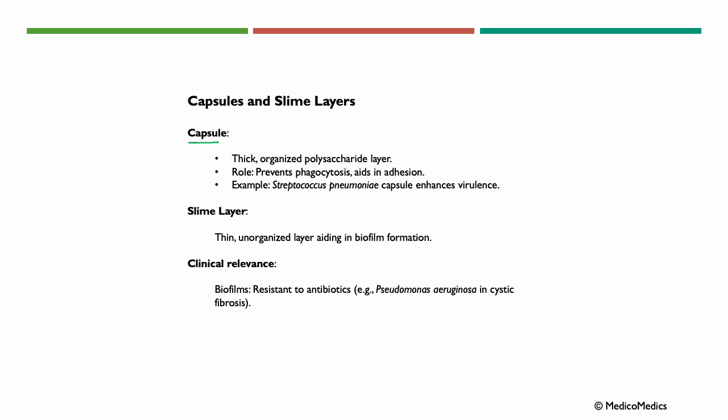Now, what are some characteristics of this capsule? Well, it is a thick, organized polysaccharide layer. Its role is to prevent phagocytosis, and it helps in adhesion. An example of this is the Streptococcus pneumoniae capsule, which enhances virulence.